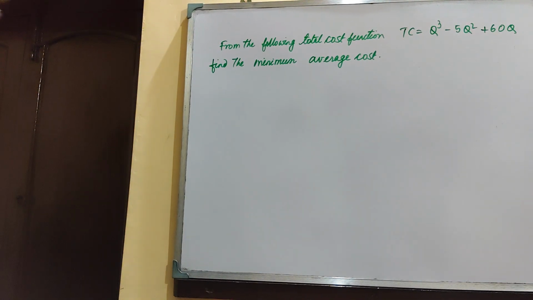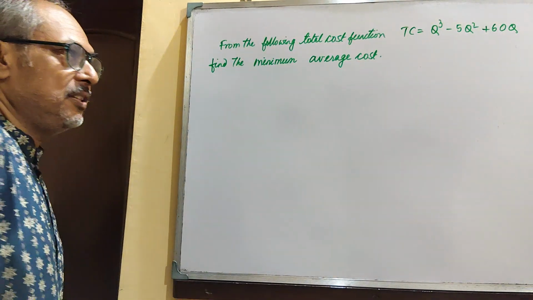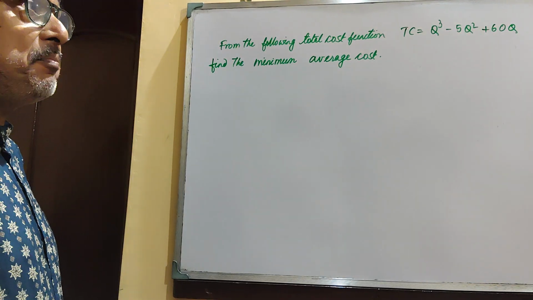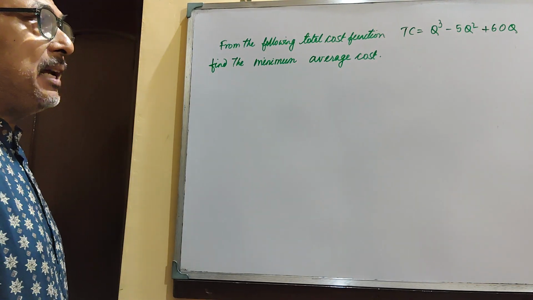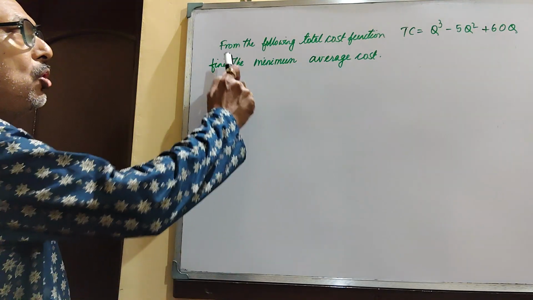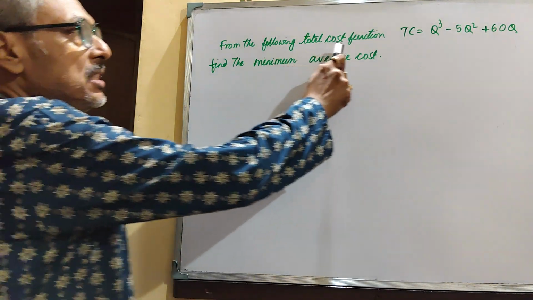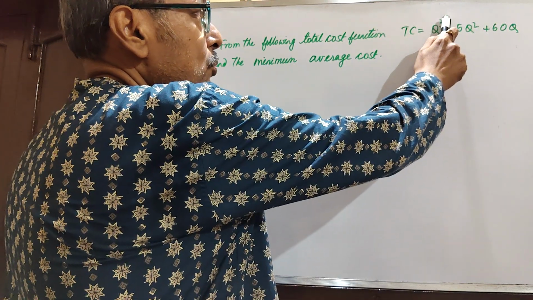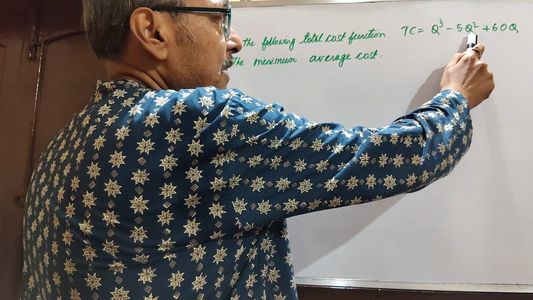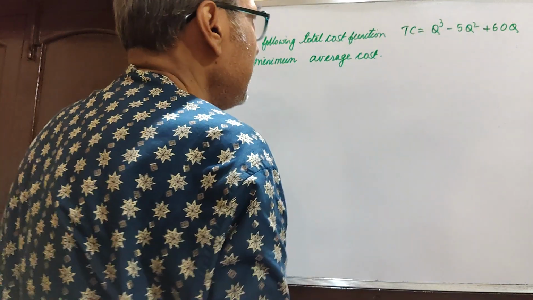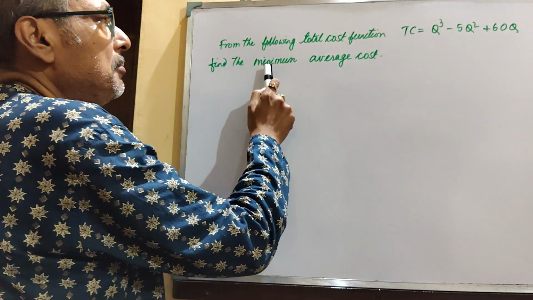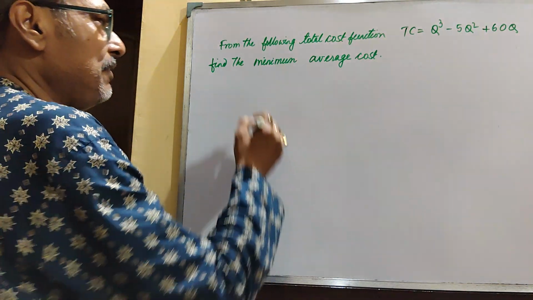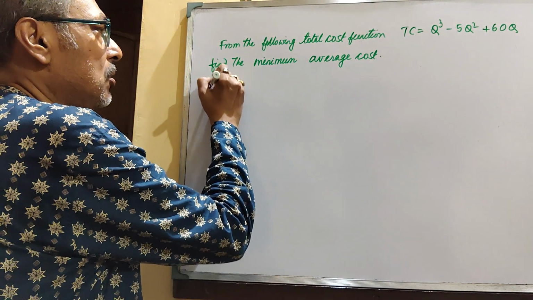Hello, in this video we want to solve this question. This question is from the topic single variable optimization, mathematical economics. From the following total cost function TC equals Q cubed minus 5Q squared plus 60Q, find the minimum average cost. Now TC is given. TC is the total cost.